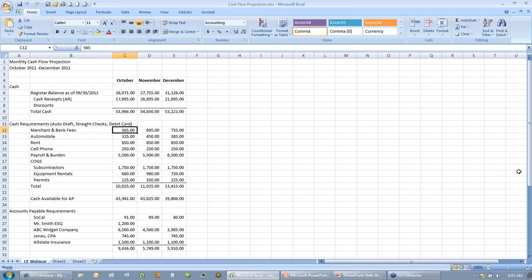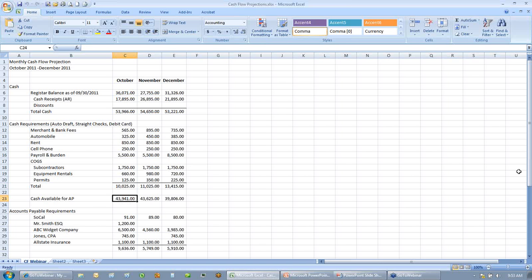This section is basically cash requirements that I do not run through accounts payable. I'm going to cut straight checks, use my debit card, or maybe it's auto-drafted. So I have my merchant fees, which are auto-drafted. I have my fuel costs, which I pay on my debit card. My rent is auto-drafted. My cell phone's auto-drafted. Payroll and burden, that's going to be direct deposit. I have subcontractors and equipment rentals that I just cut straight checks for. So this basically tells me that I have $10,000 in those kinds of cash requirements for the month of October. After I pay these off, I have cash left over to pay off my accounts payable of $43,941.